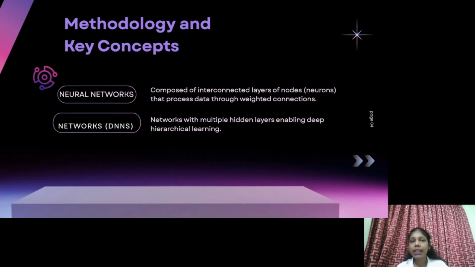The methodologies and key concepts at the core are neural networks made up of nodes connected in layers. We have input layers, hidden layers, and output layers. Each node processes the data and passes it forward. Deep neural networks have multiple hidden layers, enabling hierarchical learning. These networks learn by adjusting weights based on the errors and improving with each and every iteration.